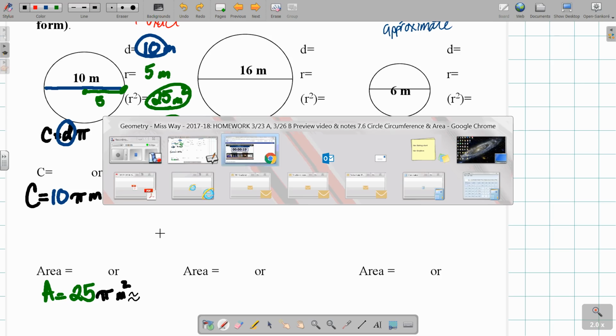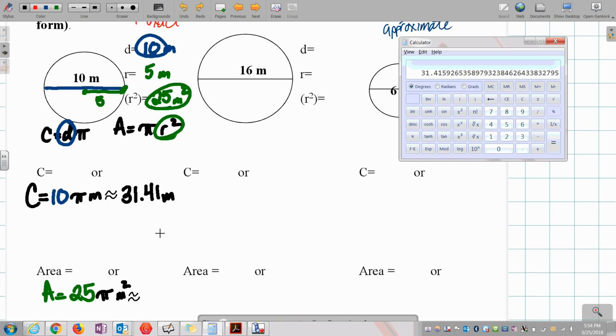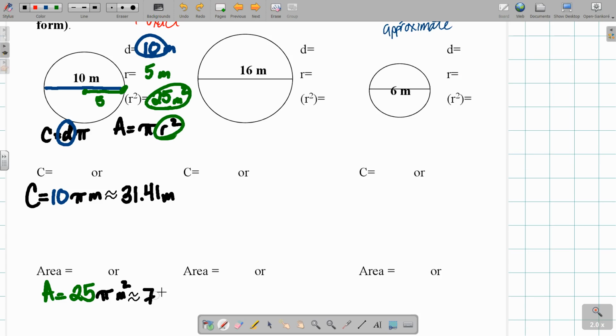And for this one, it's going to be 25 times the pi key equals 78.54. 78.54 meters squared.